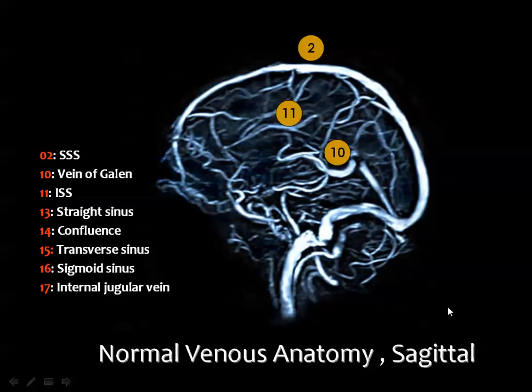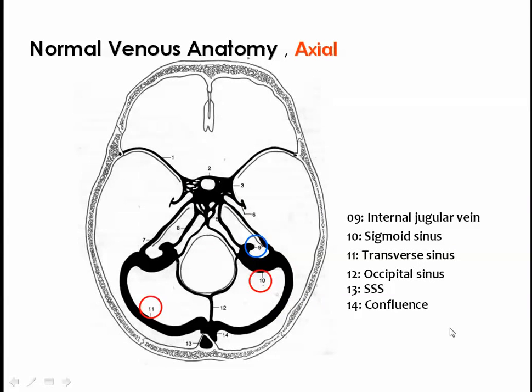This is an MR venogram, and here is the straight sinus, and this is the confluence of the sinuses. This is the transverse sinus, and this is the sigmoid sinus, and this is the internal jugular vein. Then look at the axial images. You can see the transverse sinus here, and this is the confluence of the sinuses in the midline, and the transverse sinus leads to the sigmoid sinus, and finally to the internal jugular vein. And you remember, this is the jugular fossa in the petrous bone.